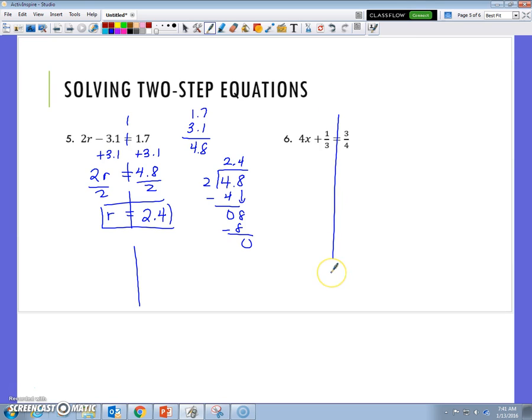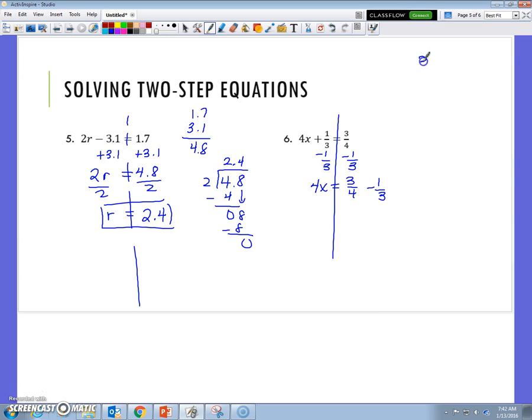Now let's add a little fraction problem in here. If you ask me in class, I'll show you a little trick on how to make these easier for you. But right now, I just want to keep it the same. Looks like I have an addition of 1/3 and 4 being multiplied, so I want to undo the addition first with an inverse property. So I'm going to subtract 1/3 from both sides. So what I'm thinking is 4x equals 3/4 minus 1/3.